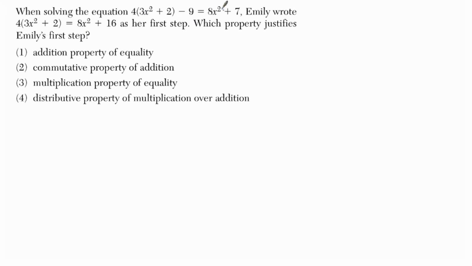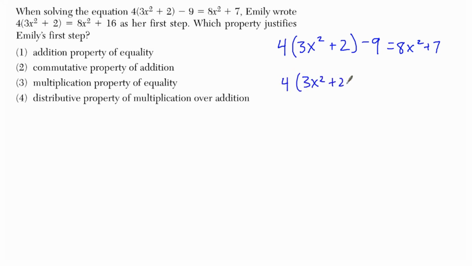So the idea is to figure out which of these 4 properties allowed us to go from this equation, 8x² + 7, to this equation here. I'm going to write that one right underneath it so we can compare them side by side. Equals 8x² + 16. Okay, so there's some property that allows us to take this equation and go to this equation. And it's going to be one of these 4.